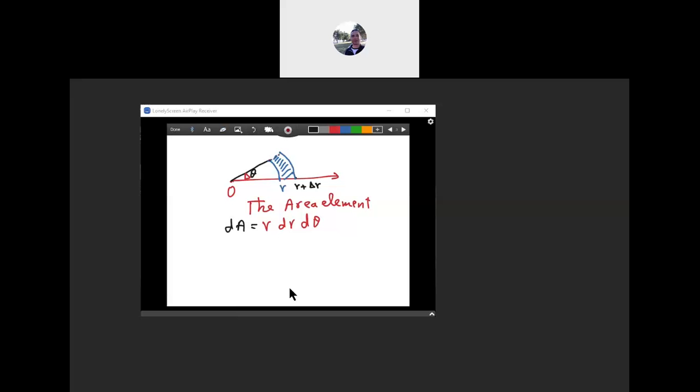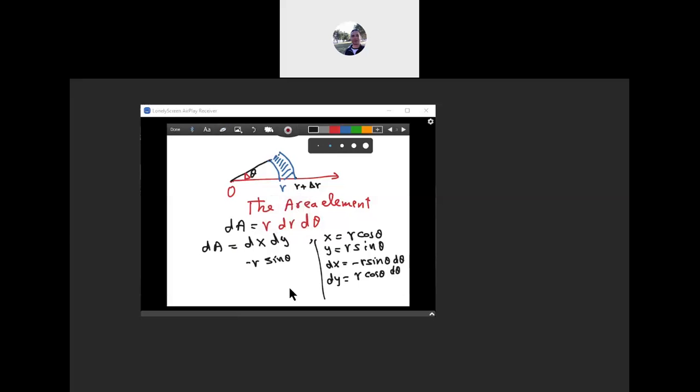Can I use the change from the Cartesian into polar to do this one? Let's try. I have dA equal to, in the Cartesian, dx dy. And I know x equals r cosine theta and y equals r sine theta, right? So what is dx? It is minus r sine theta d theta. What is dy? It is r cosine theta d theta, right? Is it okay? Is it right? Yes. Let's substitute here. So you have what? Minus r sine theta, okay.